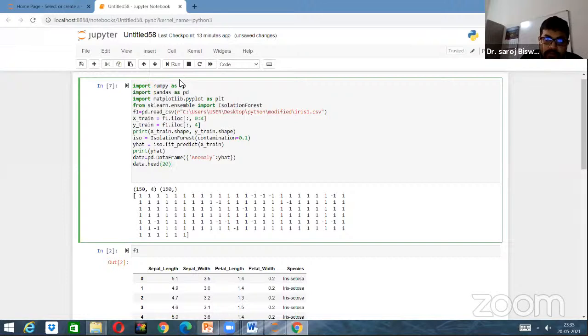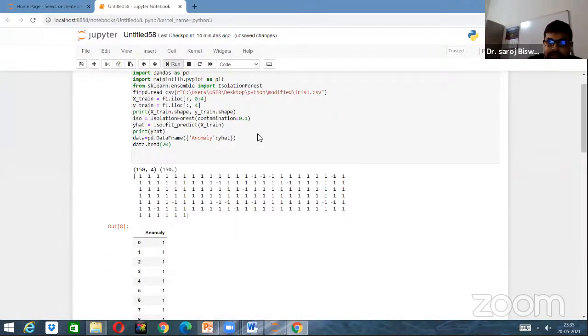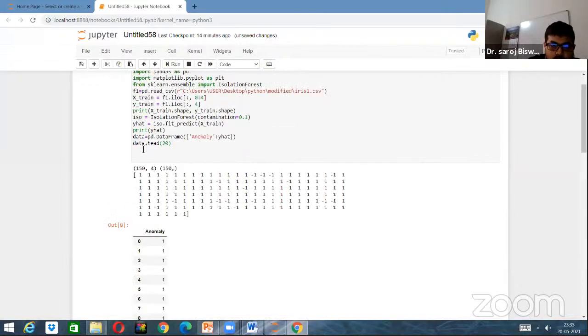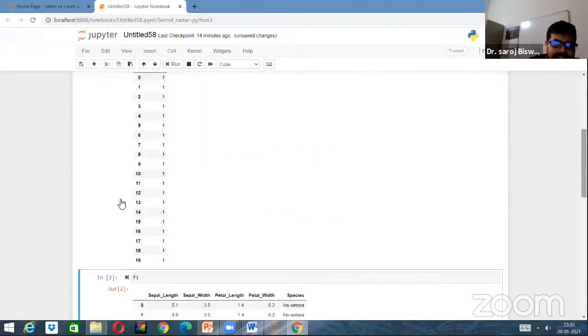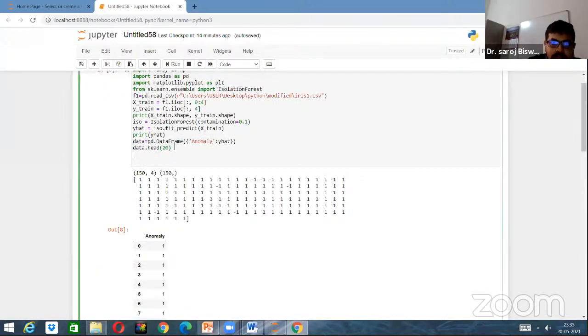So looking here, we now have a data frame here, right? We just give the code data.head(20), so that we are looking at the top 20 entries, the rows here. Now what's our objective? Our objective is to concatenate with F1.